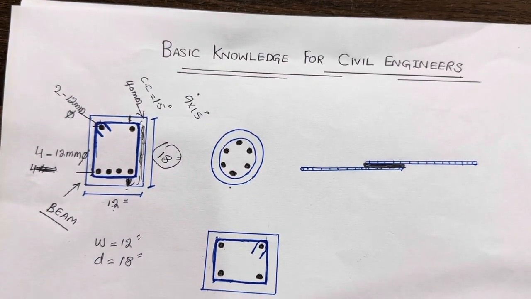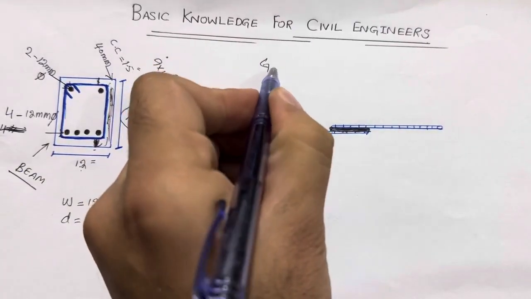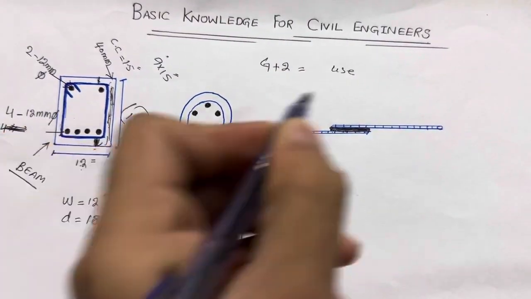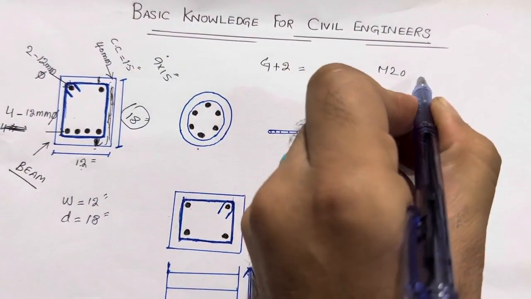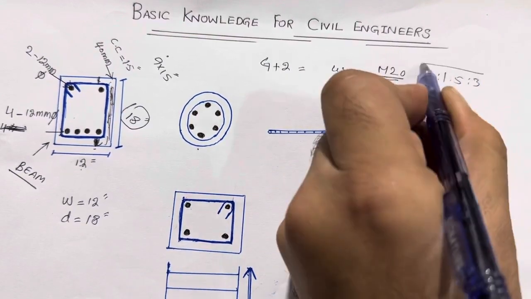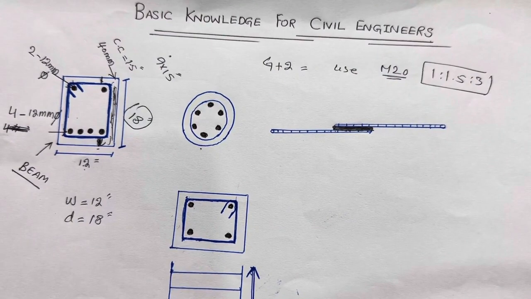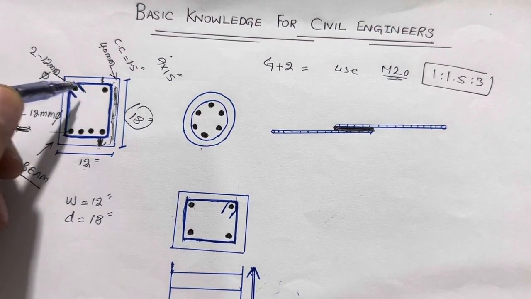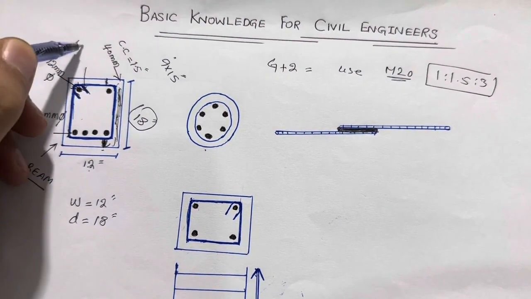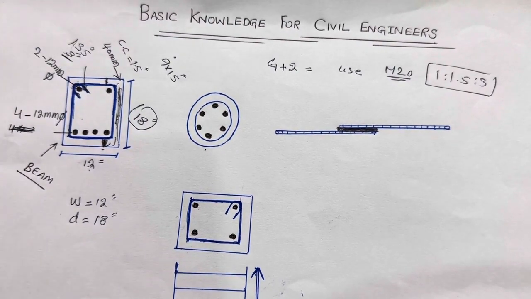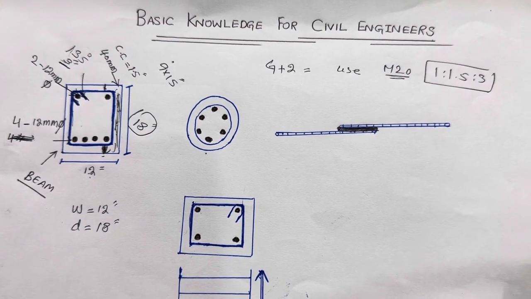So for a normal residential building up to G plus 2 story, use M20 grade concrete for the beam, which ratio is 1:1.5:3. This is the common grade of concrete which we are using for normal residential buildings. So this is about beam, okay? If you see, guys, the hooks should be bent at 135° with a length of 3 inches. Keep in your mind this point. It should not be less than 3 inches.